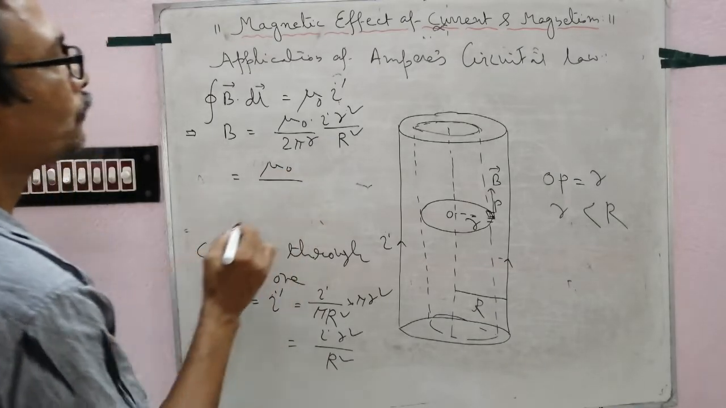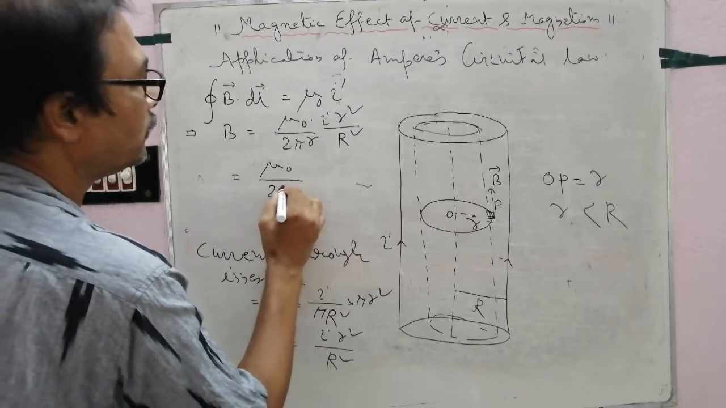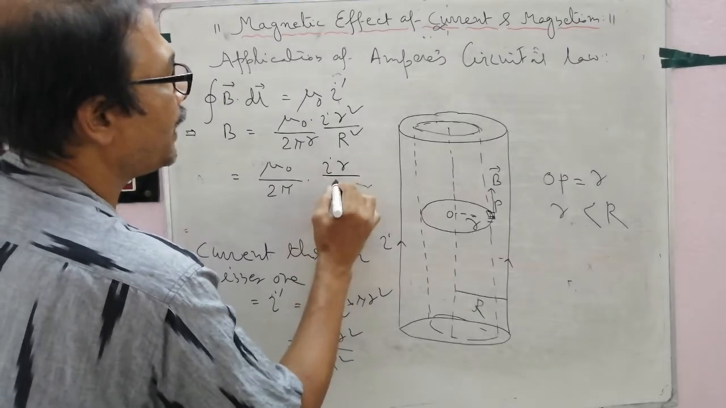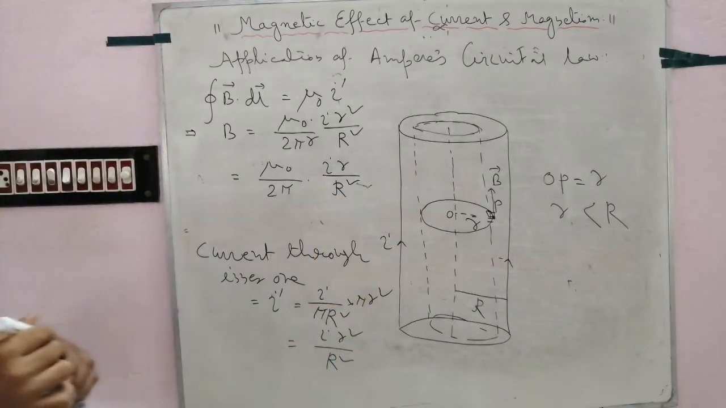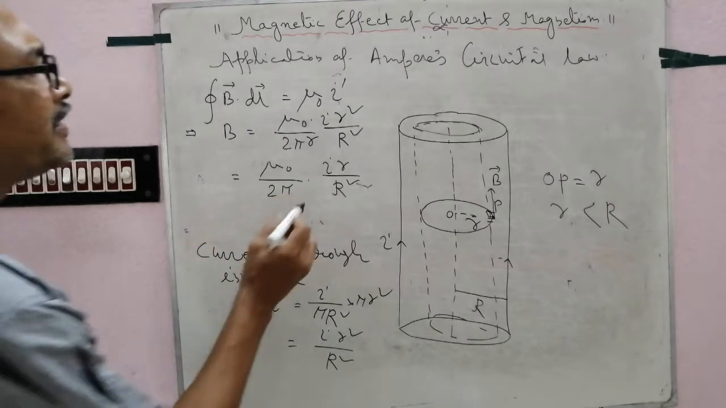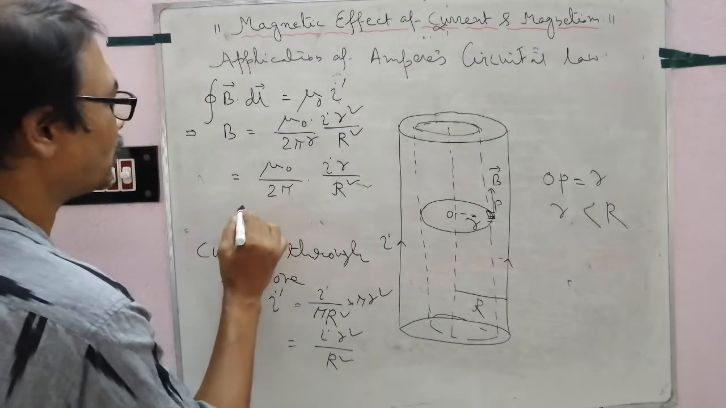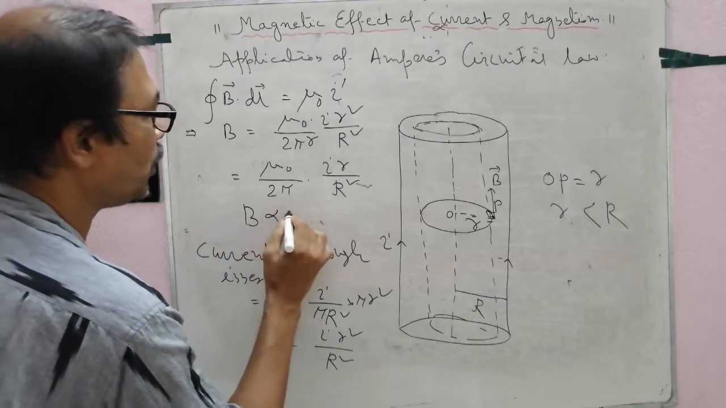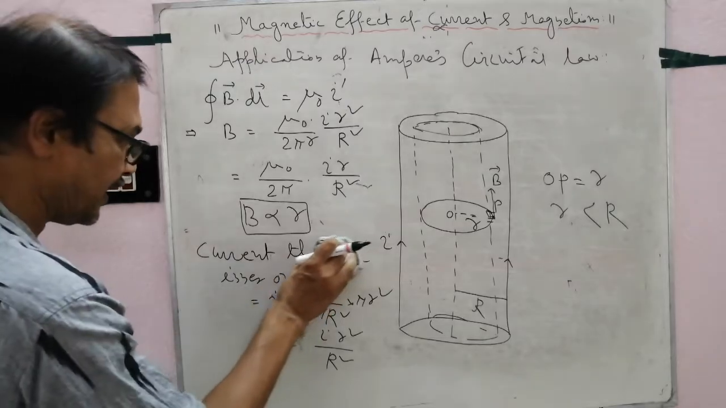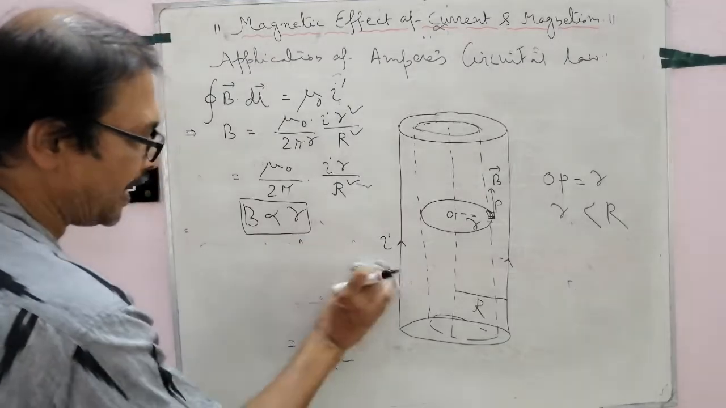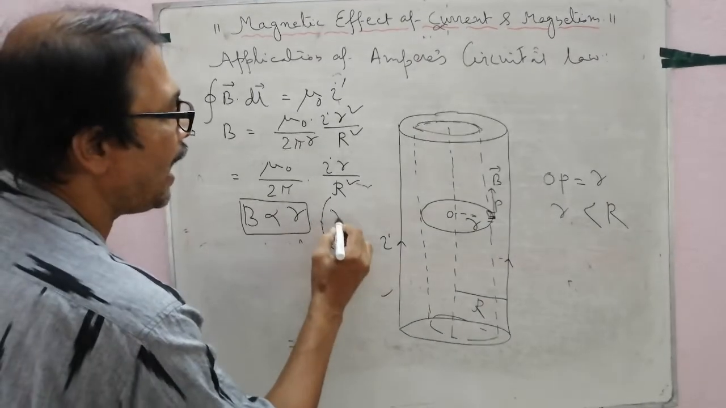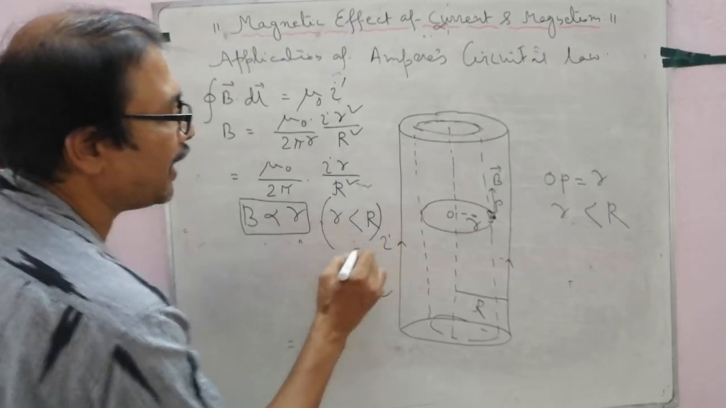So the final result is B equals mu naught by 2 pi into I r by capital R square, of course in Tesla. All others are constant: I constant, capital R square constant. So we may write B proportional to r, very important. Inside the cylindrical conductor, the magnetic field is directly proportional to the distance from the axis, of course when r is less than capital R.